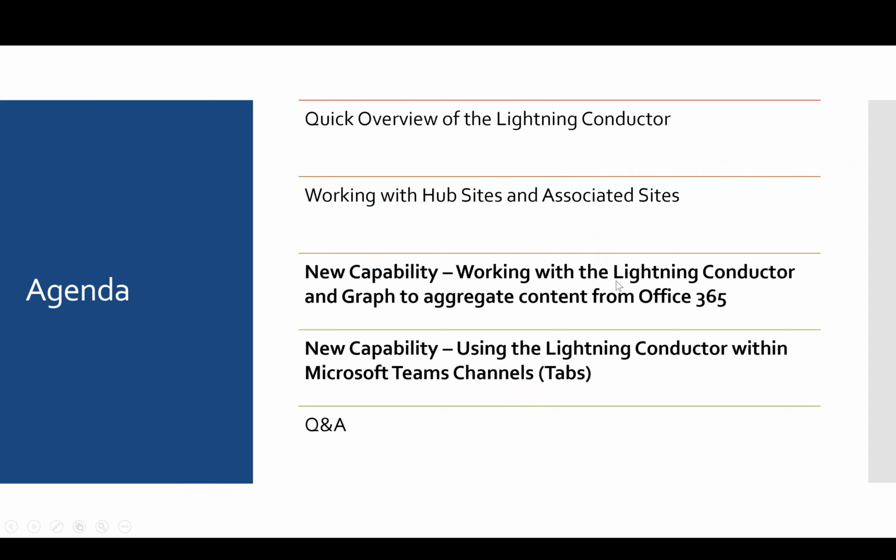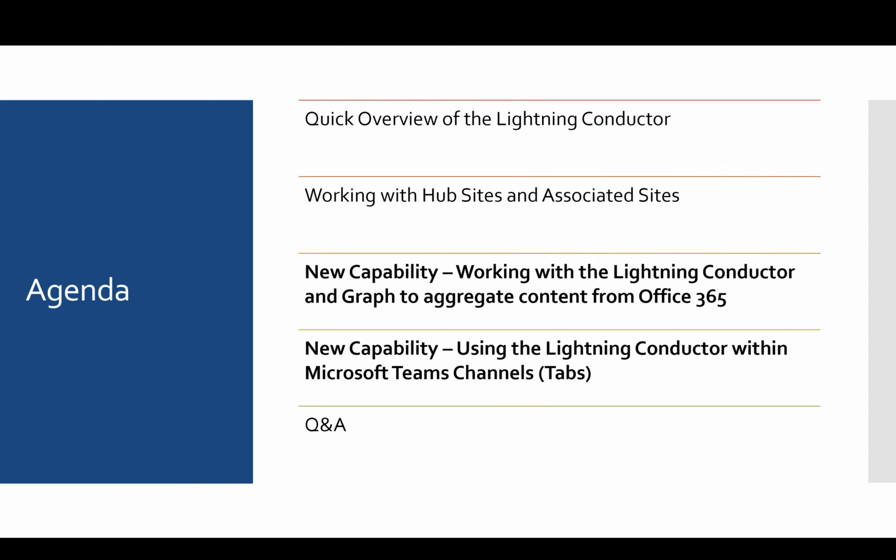So the new capabilities, one of them is working with the Lightning Conductor and Graph. If you're new to Graph, Graph is basically something that we can use to get content from anywhere inside Office 365. So we can bring information in from Planner, or from Microsoft Teams, or from OneDrive, or from your Active Directory, and so on. Everything is security trimmed. The Graph API takes care of that. But what it means is, instead of just aggregating content from the SharePoint lists that we've been doing over the last 12 years or so, now you can actually aggregate content from other sources as well.